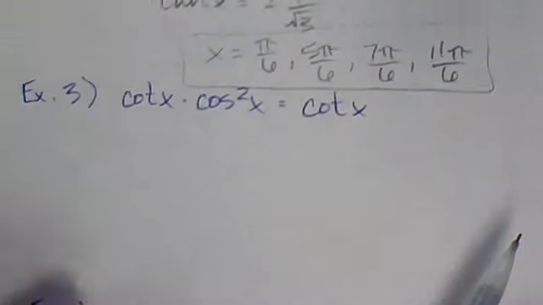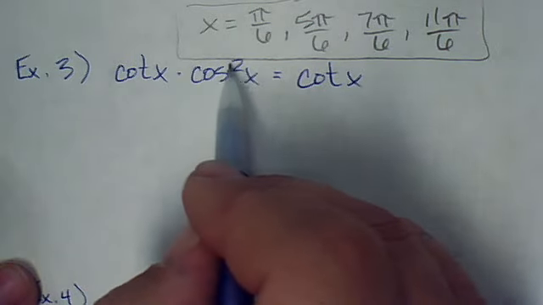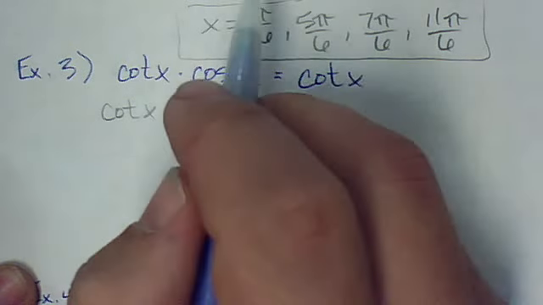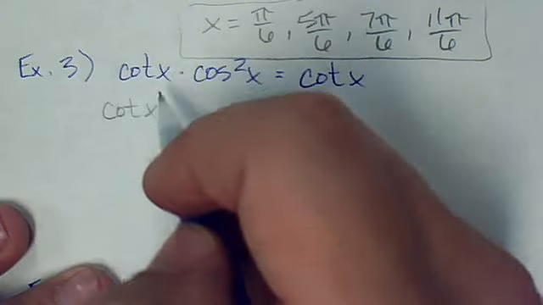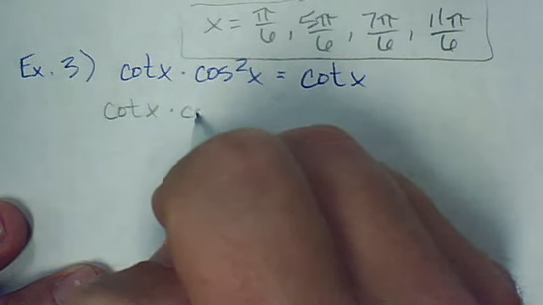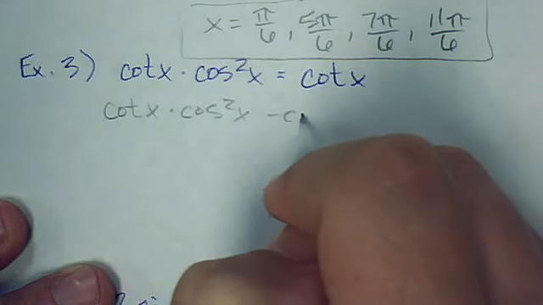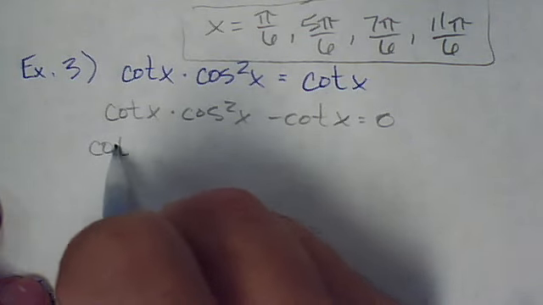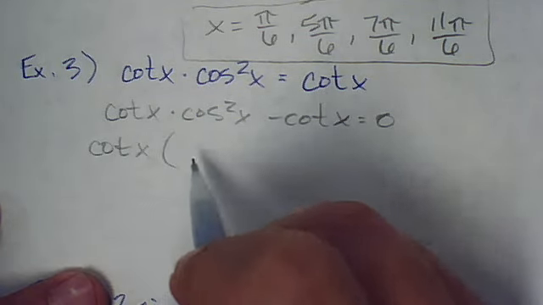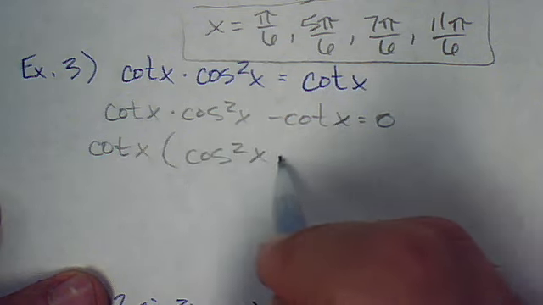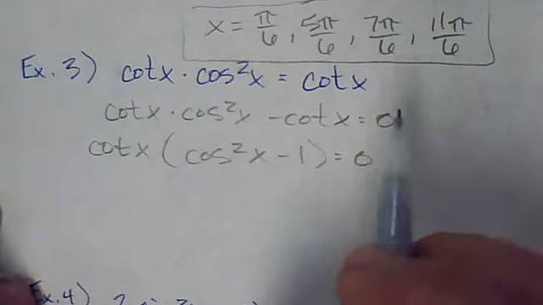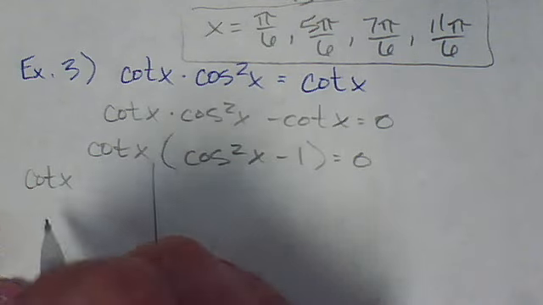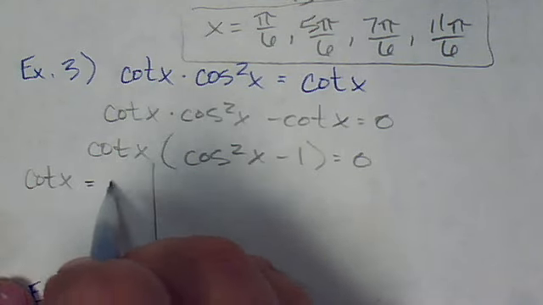Okay, so right here, this is a quadratic, so I'm going to set it equal to 0. So I'll subtract that cotangent. Now I'm going to factor out the cotangent. Set that equal to 0.